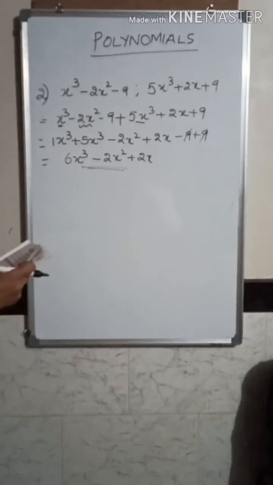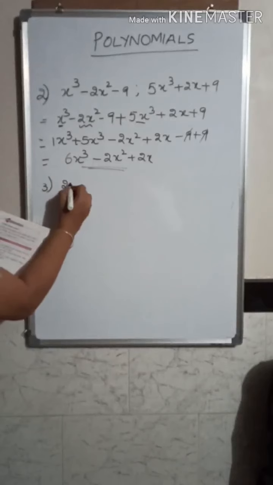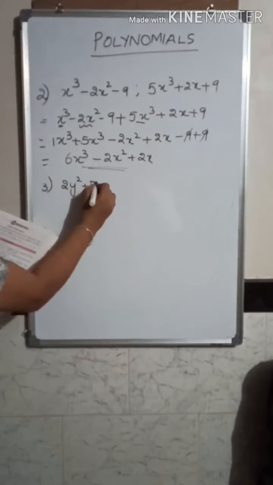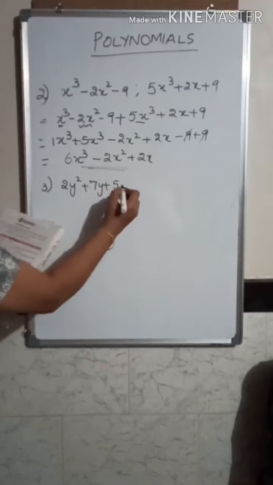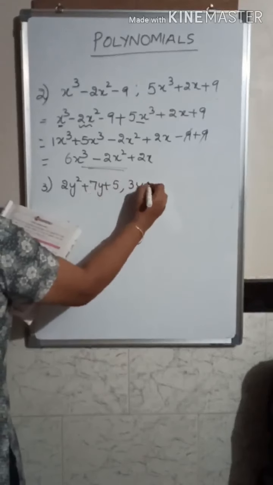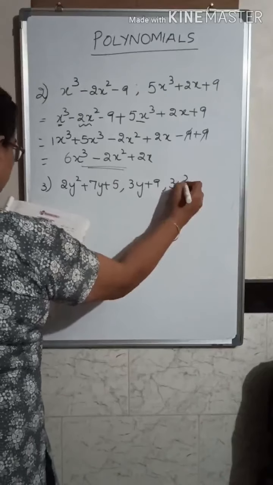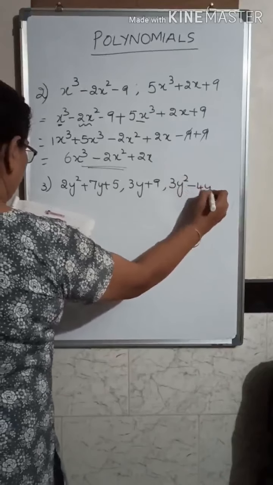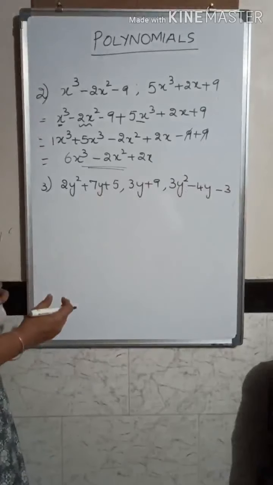Taking one more problem, the third one. They have given 2y square plus 7y plus 5 as one polynomial, 3y plus 9 as the second polynomial, and 3y square minus 4y minus 3 as the third one. So you have three polynomials to be added.